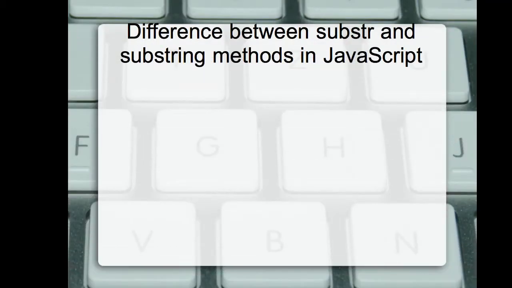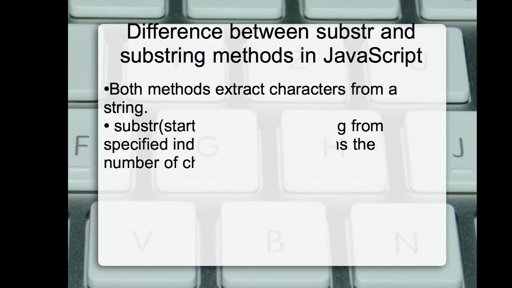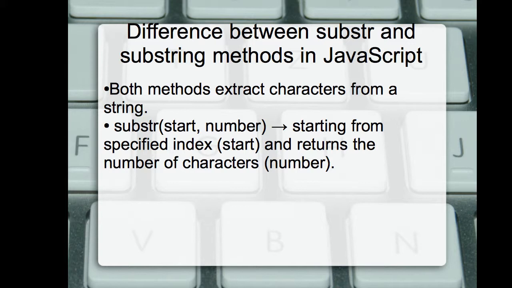Do you know the difference between substr and substring methods in JavaScript? Both methods extract characters from a string, but there is a slight difference in the way it extracts characters. The substr method accepts two numbers, that is, the first number is the index from where we want to extract the string, and the second is the length or the number of characters you need to return.